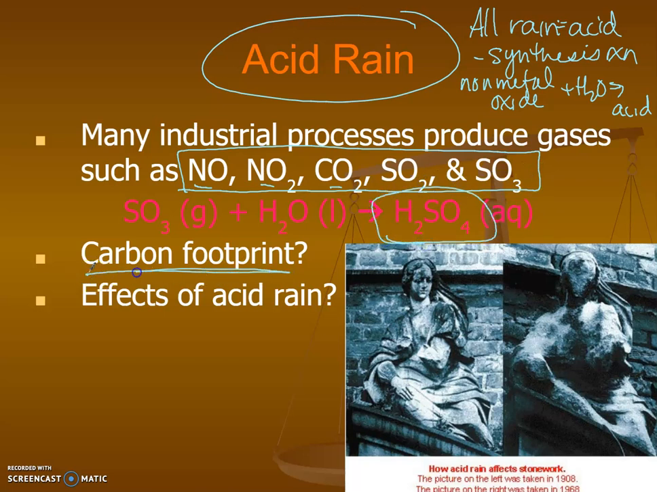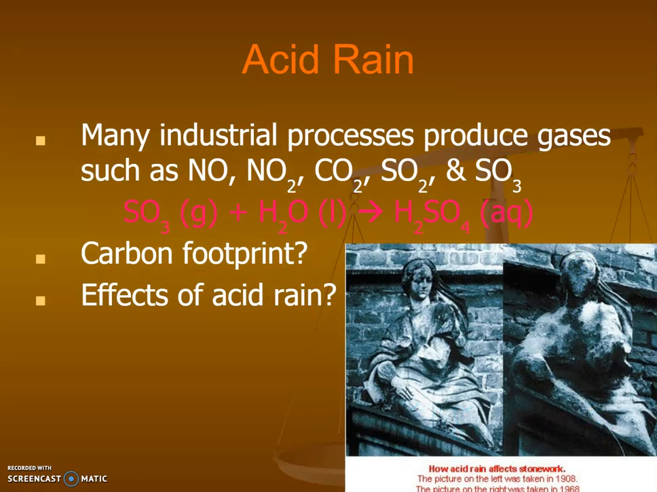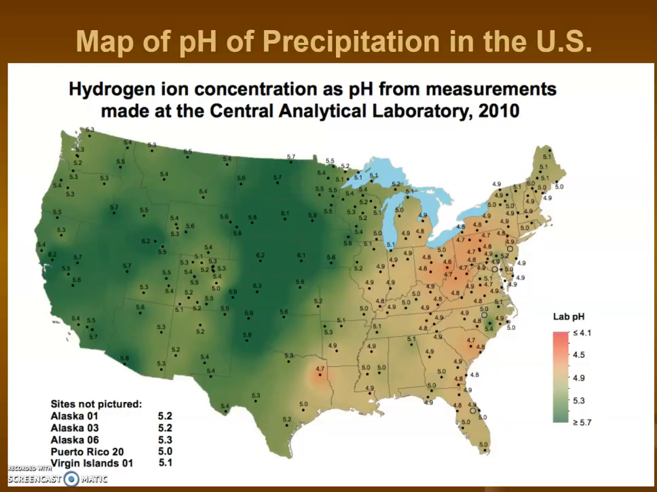But this has us majorly questioning our carbon footprint, what kinds of things we're putting into the air, and seeing the effects of our acid rain on stonework. The first picture was taken in 1908, and the second picture was taken in 1968. And obviously you can see that the face is completely dissolved with the acidic rain. So I always like to show these pictures right here because this really helps show what we're doing.